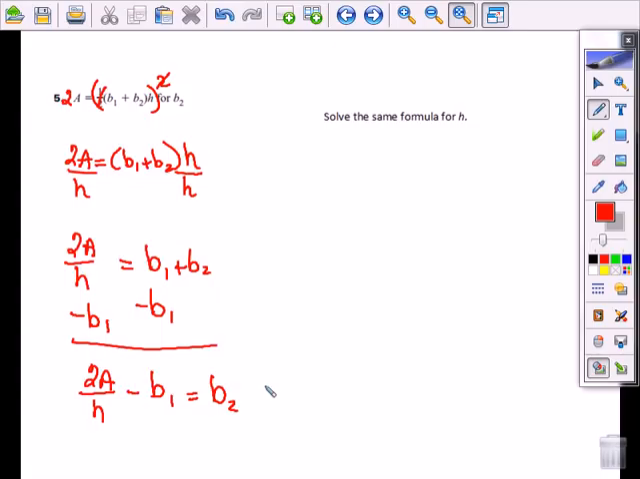So take a few minutes to digest that because I want you to solve the same formula for the height. I want you to solve it for the h and bring that in tomorrow. And again, we'll discuss that in our AB groups.